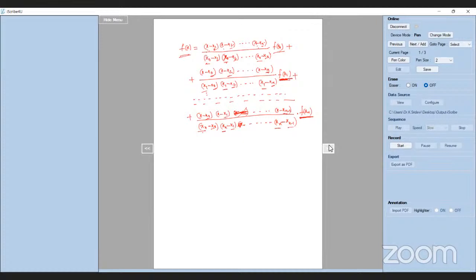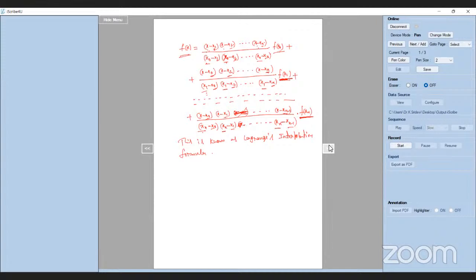So this is the formula. This formula is known as Lagrange's interpolation formula. It can be used whether the values are equally spaced or unequally spaced.